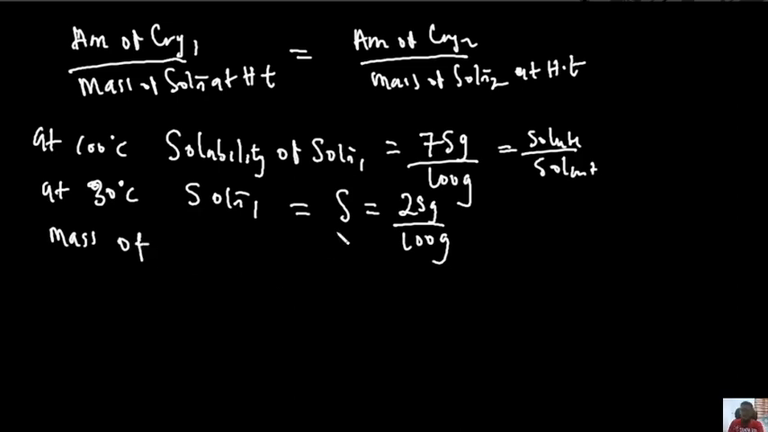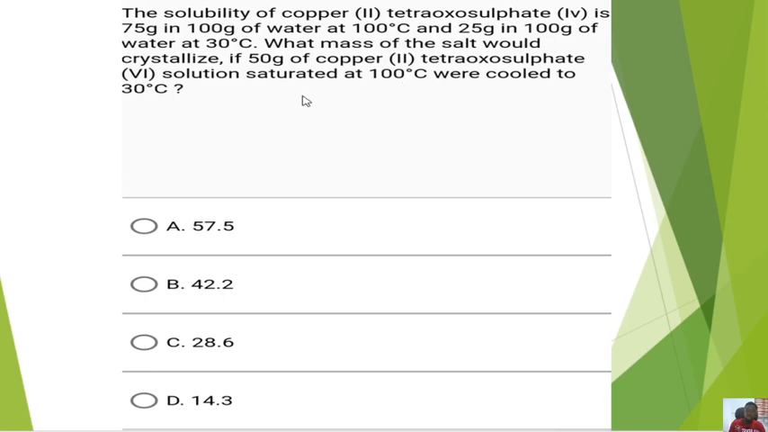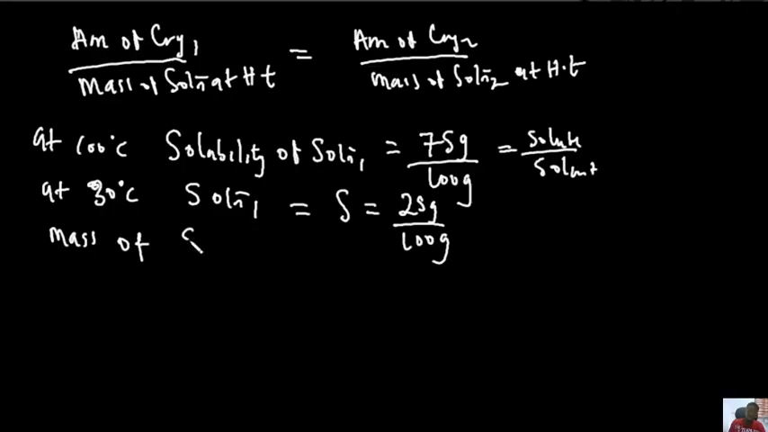If you look at the question, they said 50 gram of CuSO4 solution. Notice this is not the mass of the solute or the mass of the solvent. The solution's mass for the second guy is 50 grams. So take note of that. So the mass of solution 2 is equal to 50 gram. Now, remember it was saturated at 100 degrees Celsius. So let's get to work.